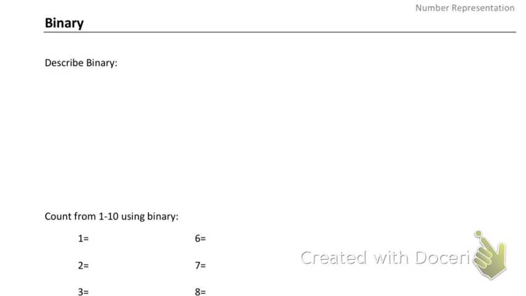Alright, the next part is we're going to talk about binary. And that little section right there is just for you to take any notes you want to. I'm going to start off with just a little bit of information. So with binary, we only can use zeros and ones. But still I can represent any number I want to. I can write 634 in binary, but just using ones and zeros.